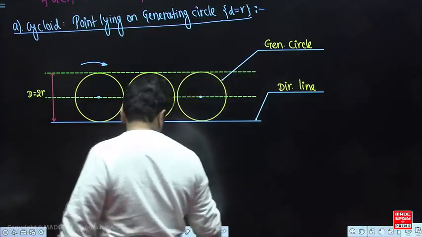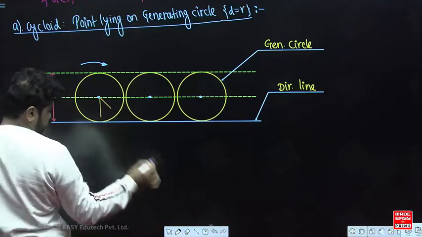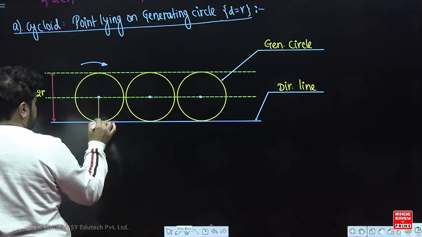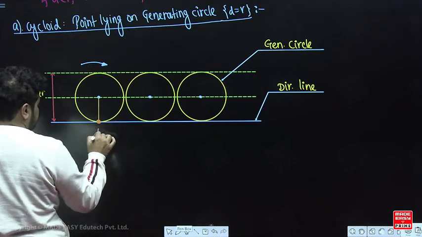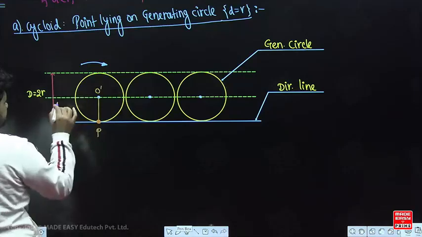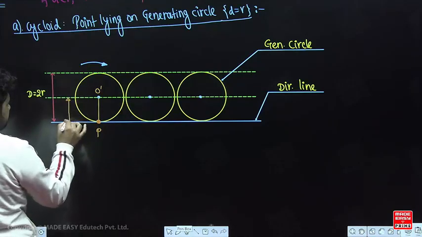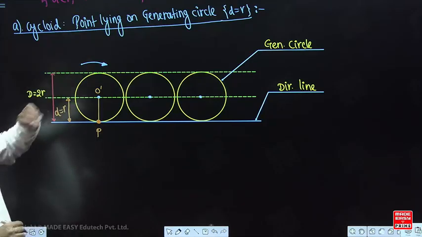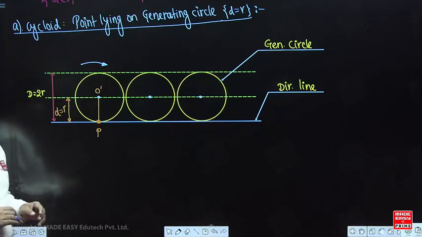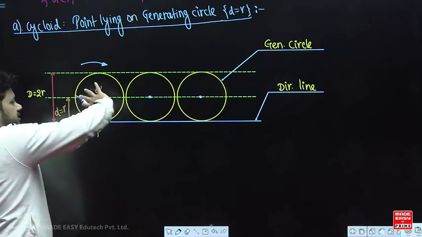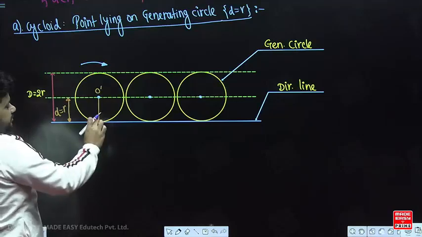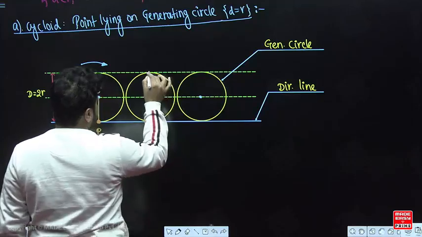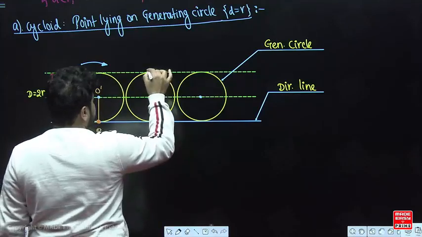Fine. Now see. So let us say the point is here, right. This is O dash. So if I ask you what is this distance, you will say that this distance is D is equal to R, correct. So cycloid means point lying on generating circle. So point is lying on the generating circle. After some time, this circle will rotate. As the circle rotates, the point will move, and let us say when the circle is over here, let us consider when the circle is over here, the point is exactly over here.